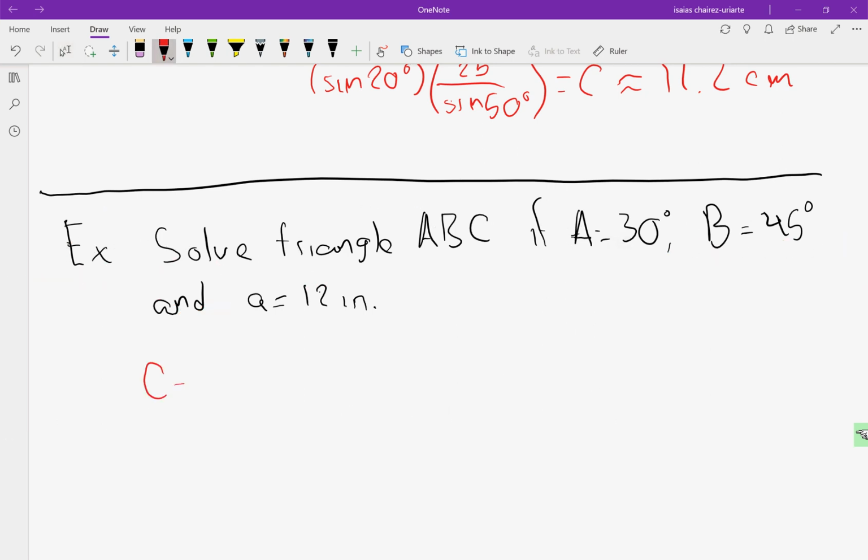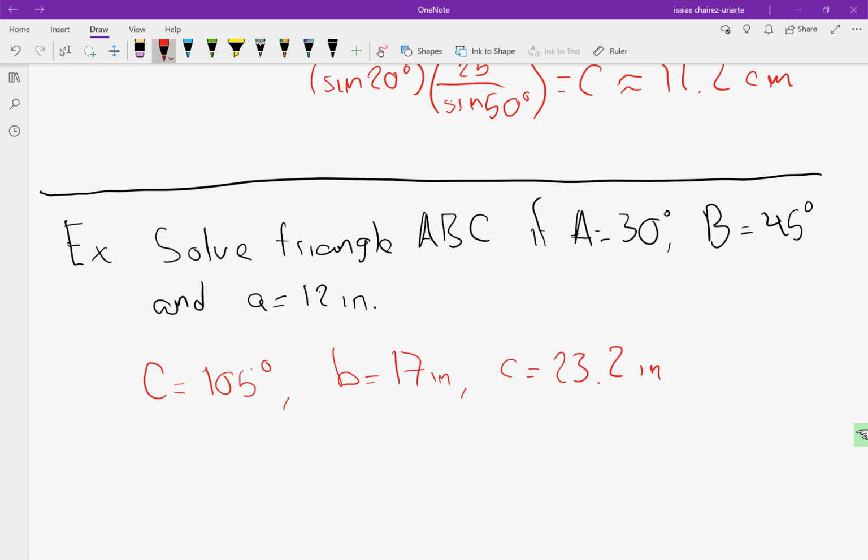All right, so what I concluded after working this example out is the following. That C is 105 degrees. Length B is 17 inches, or 16.9 inches, and length C is equal to 23.2 inches. I hope we agree with that.